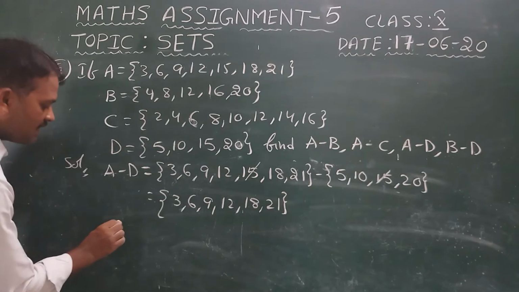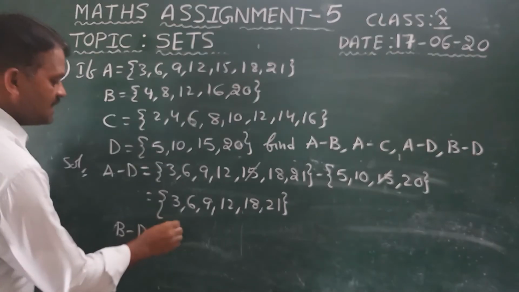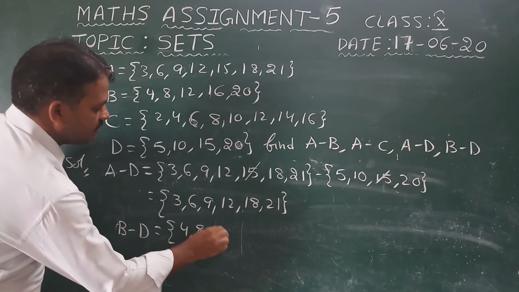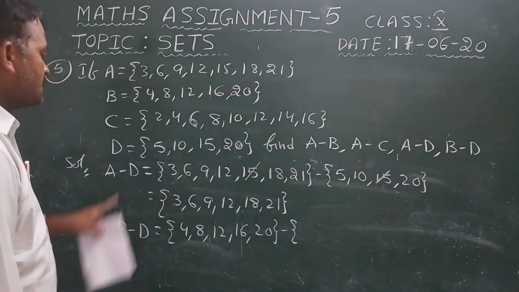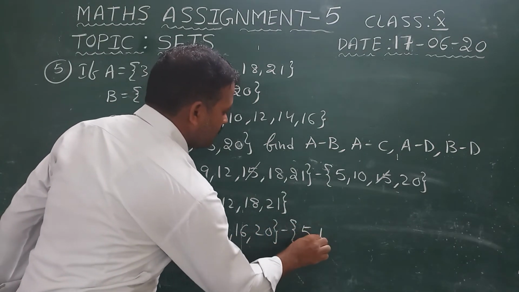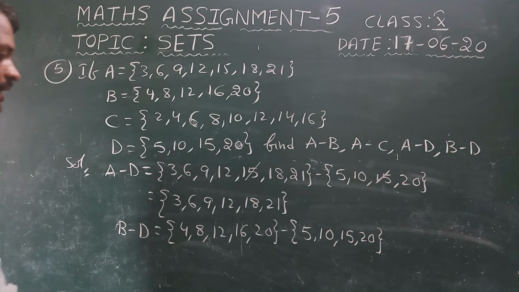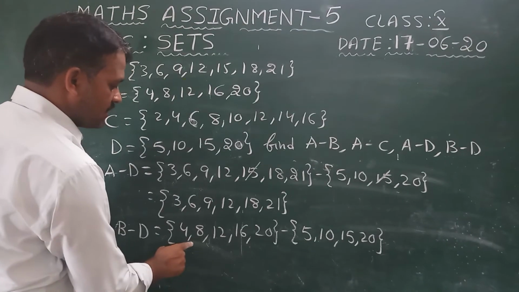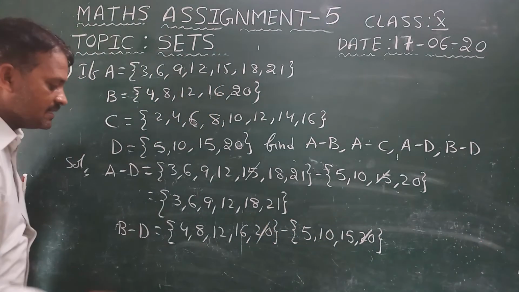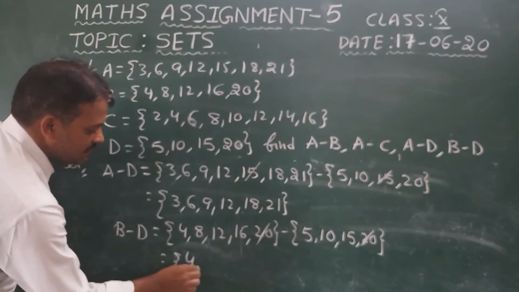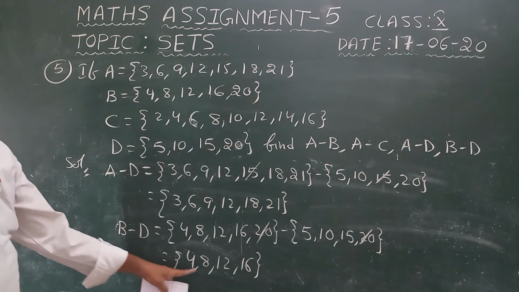Next, the final one is B minus D. B minus D means, what is set B? Set B is 4, 8, 12, 16, 20 minus D. What is D? D is 5, 10, 15, 20. Now what are the common elements? 5 is not there, 10 is not there, 15 is not there, and 20 is common. So cancel it. The remaining elements in B are 4, 8, 12, 16. So this is nothing but B minus D, students.